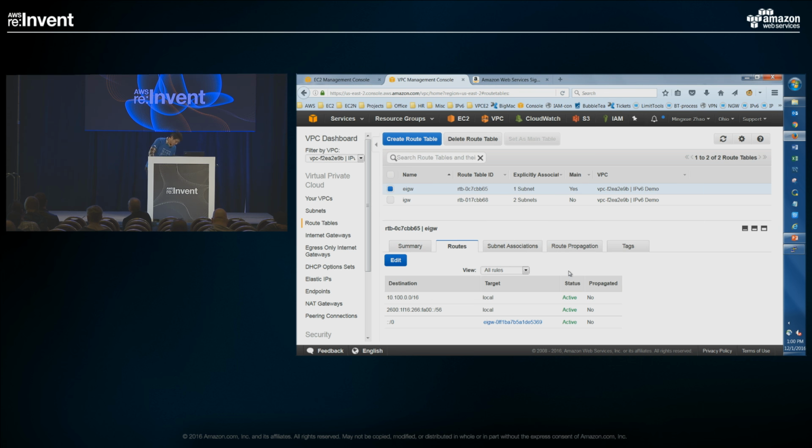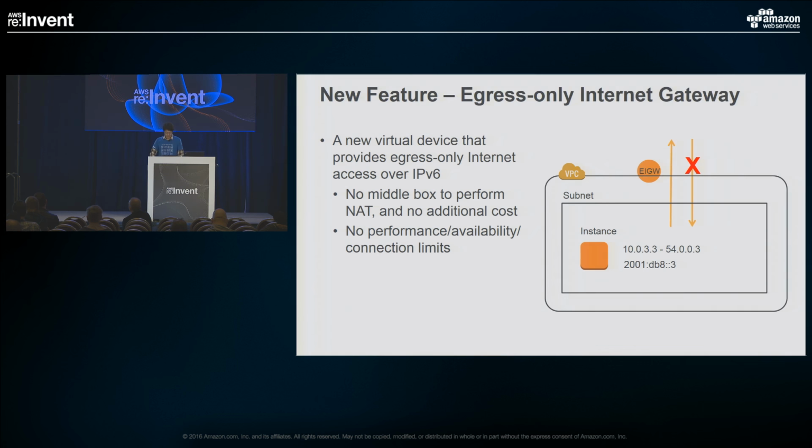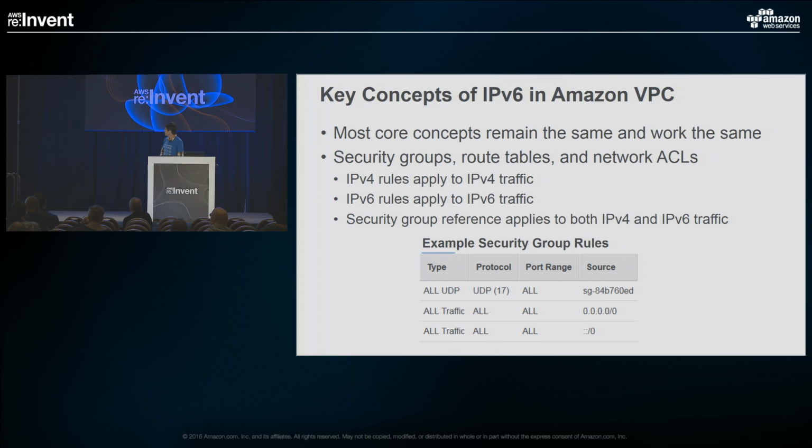Okay, now let me get back to the slides. Let's see some general concepts of IPv6 in VPC. So we talked about dual stack. We talked about this big difference about public IP being globally internet routable, and we talked about egress-only internet gateway. So as I said, IPv6 is not trying to do a revolution. So most of the things will work the same way as IPv4, right? So here in the VPC is the same. So most of the concepts in VPC will work the same as before.